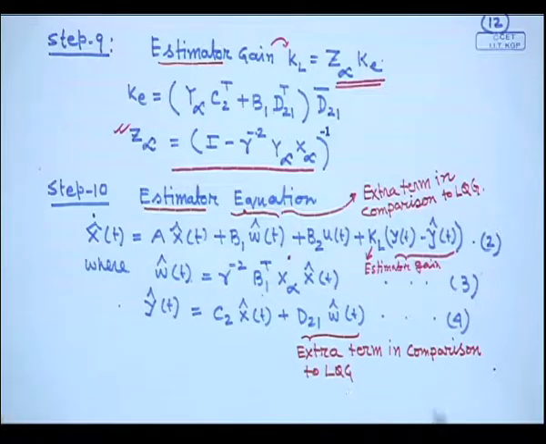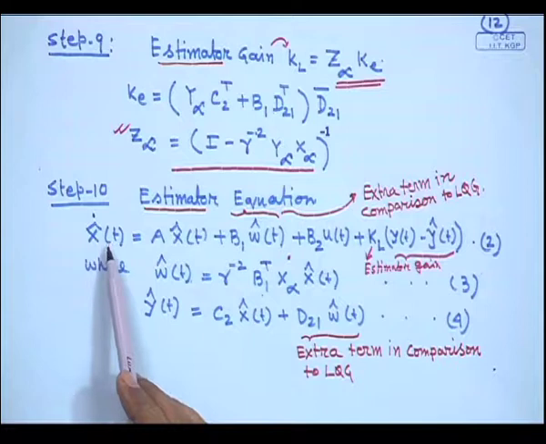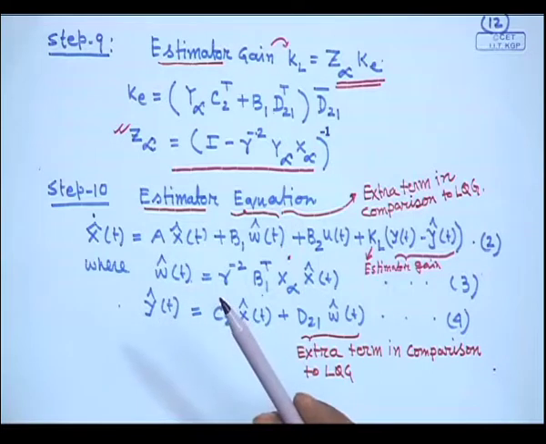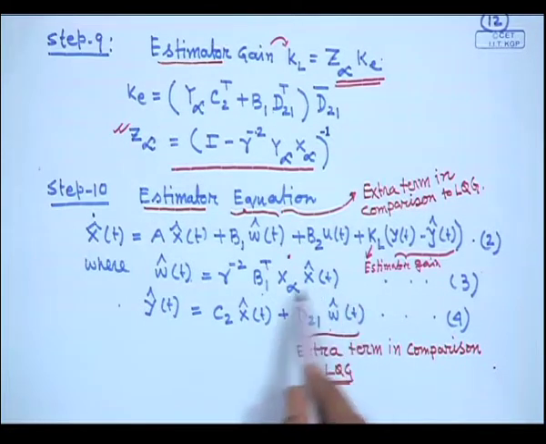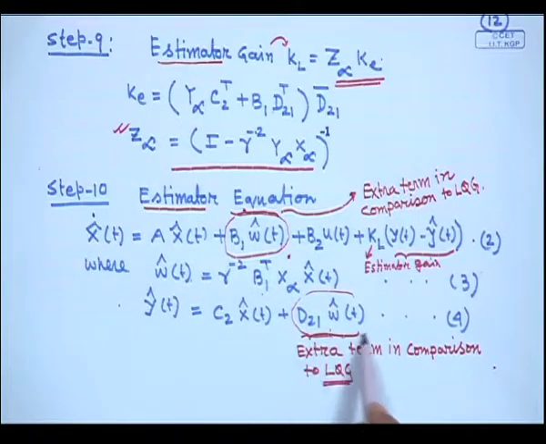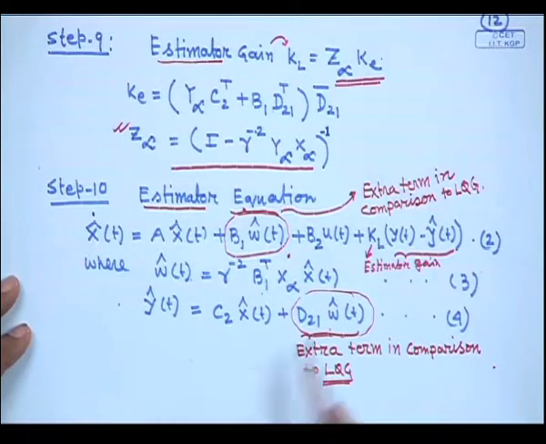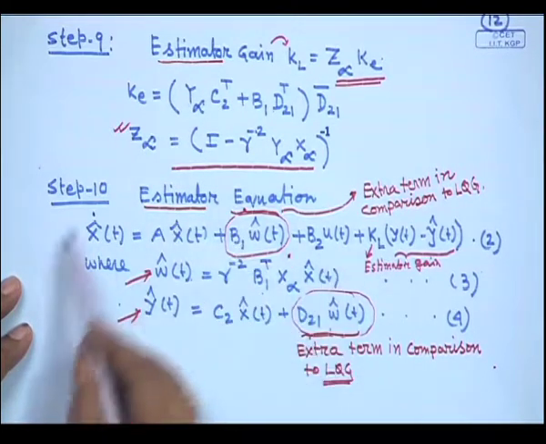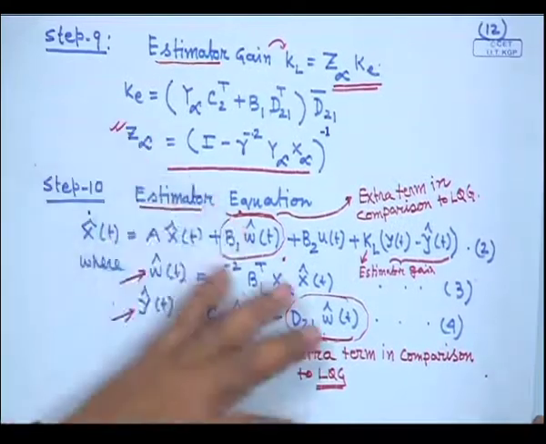And if you see our standard LQG problem, where the estimator is there, this term and this term are coming extra in the H infinity controller in comparison with LQG, agree. And w hat, you know how to calculate w hat, this one estimated by this. So, I know the estimator equation is well defined now.